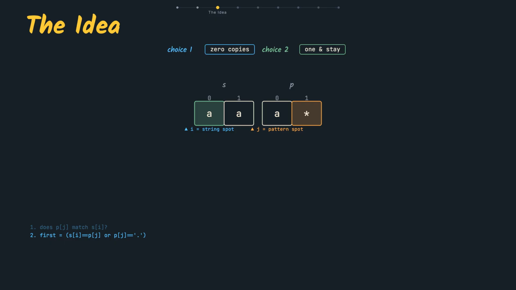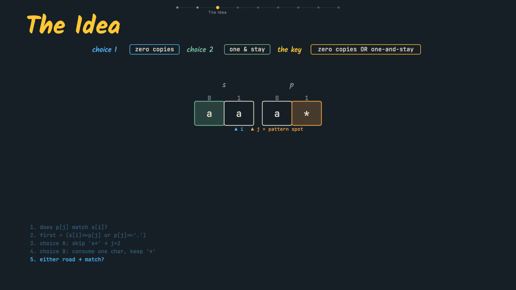Here's the question I want to flip. What if a star is just 2 choices, not a count? Choice 1. Use the star 0 times. Skip right over the letter and its star, and check the rest of the pattern from there. Choice 2. Use it 1 more time, only if the current character matches. Then eat that 1 character and leave the star in place. That's genuinely the whole star. 0 copies or 1 and stay. Try both. If either road reaches a full match, we win.